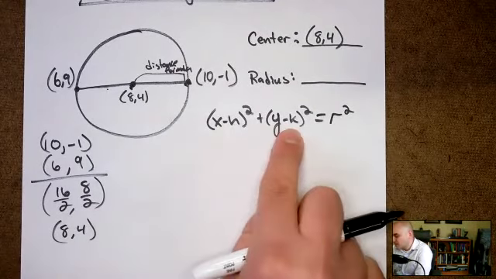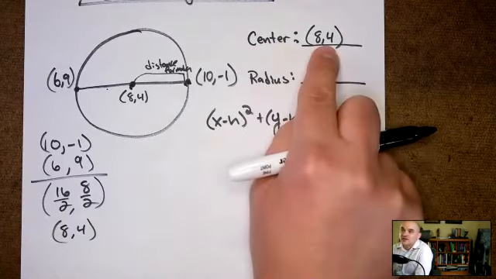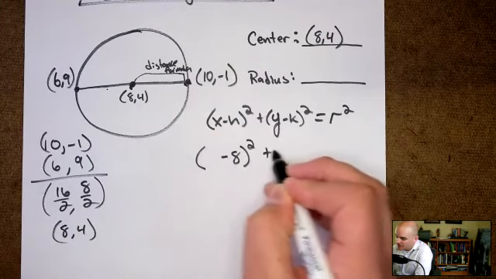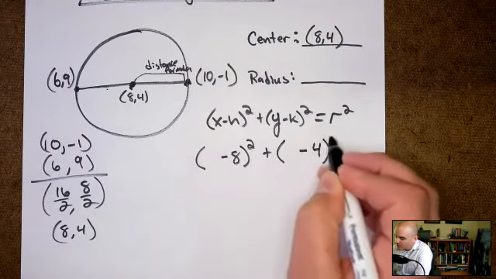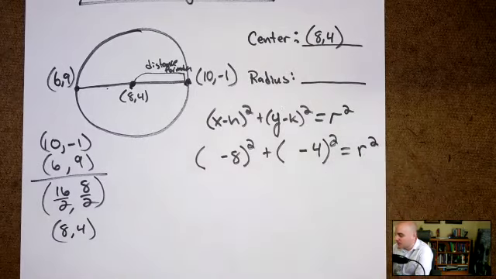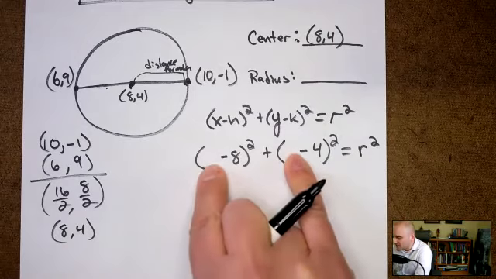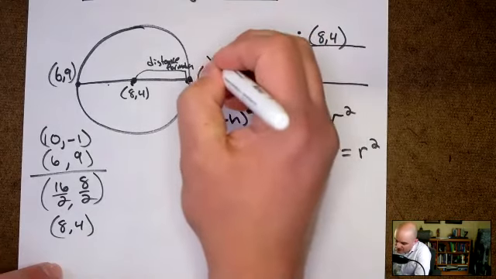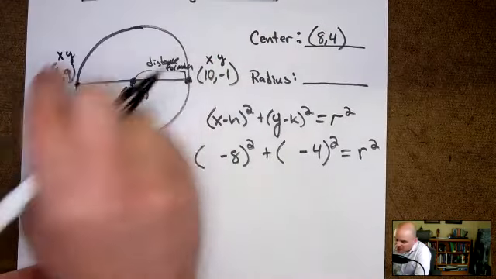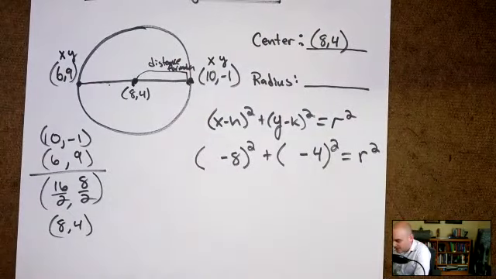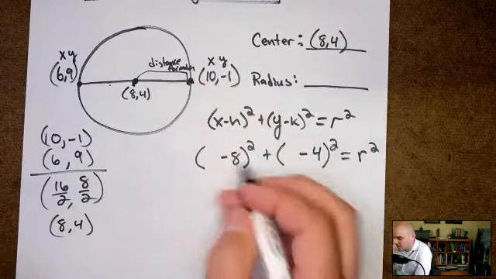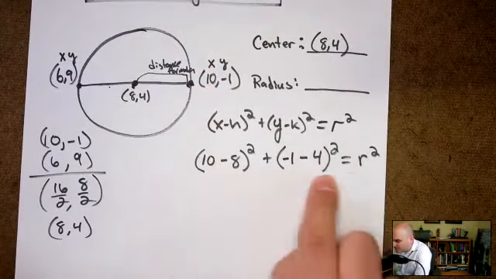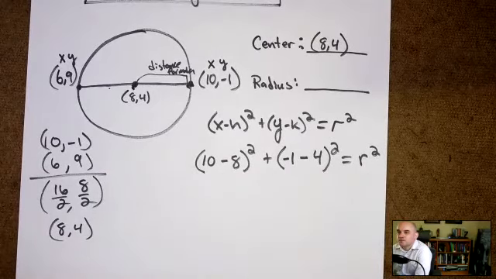So I'm going to start substituting in things I know. I know that the center is at 8, 4. Let's go ahead and substitute that in. So I've got (x - 8) squared plus (y - 4) squared is equal to what I'm trying to figure out, the radius squared. And this time I left x and y open, because you can call this x, y, whichever point you want to use, and figure out the radius here. So I'm just going to use 10, -1 and substitute that in. There's a 10, there's a -1. And now everything is filled out except for the radius.